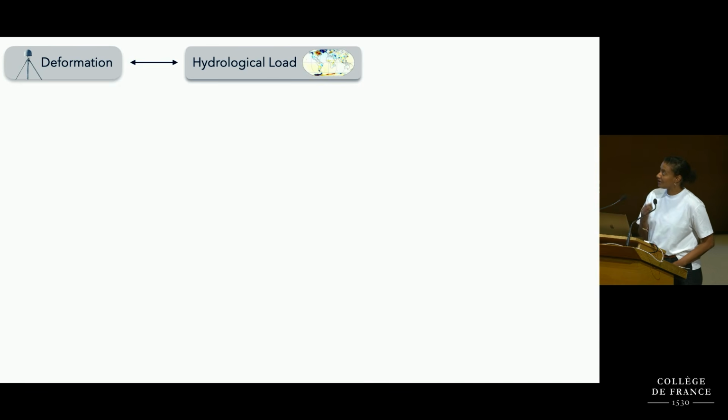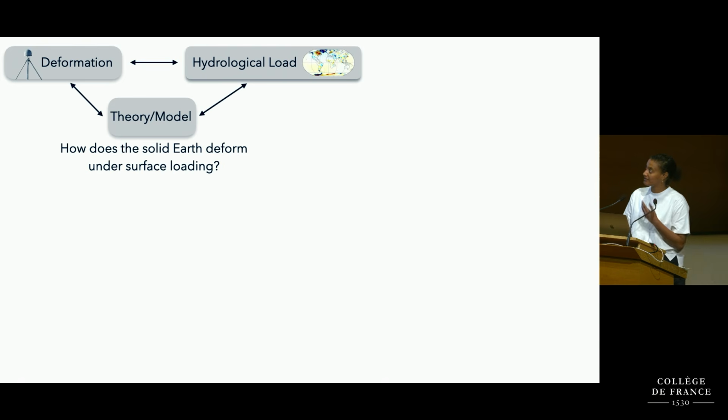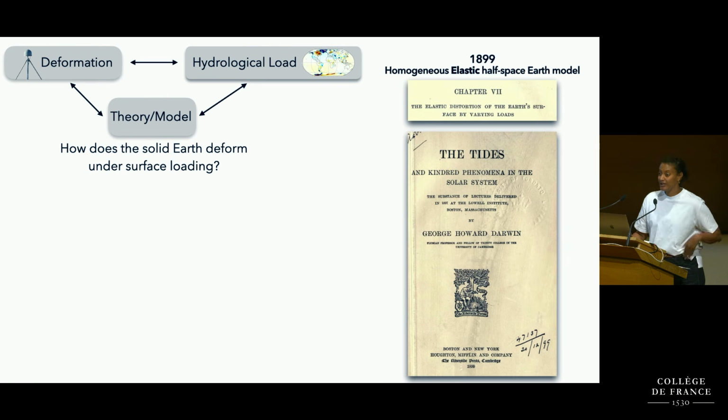So once we have this idea of the hydrological loading, we can try to relate it to deformation by using a theory and a model. And this model is going to answer the question of how the solid Earth deforms under surface loading. And if we go back in time and try to see where this theory comes from, the oldest mention that I could find was actually by George Howard Darwin, so the son of Darwin, who was interested in tidal forcing, oceanic and solid Earth tides, and came up with a very simple homogeneous elastic half-space model in 1899.